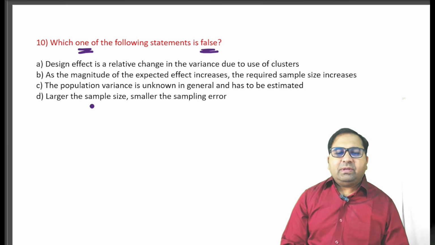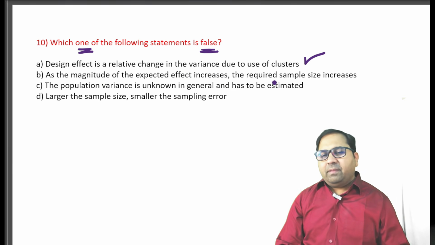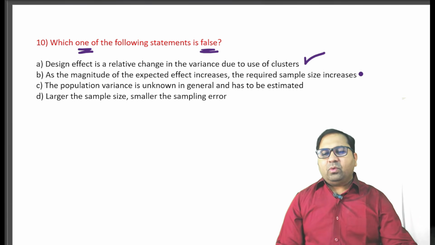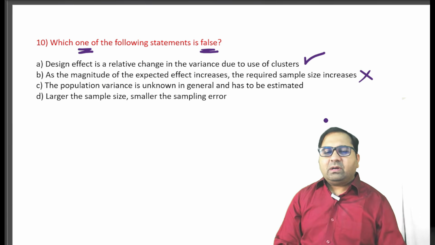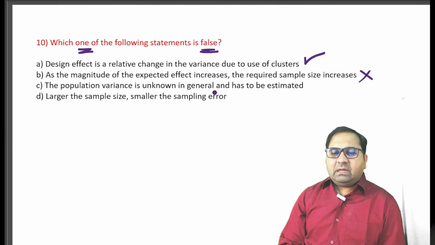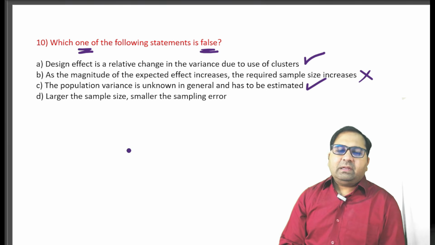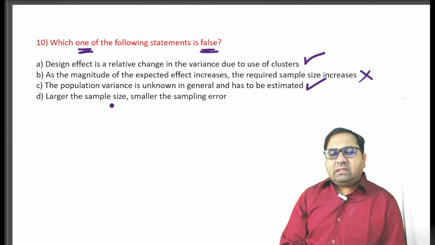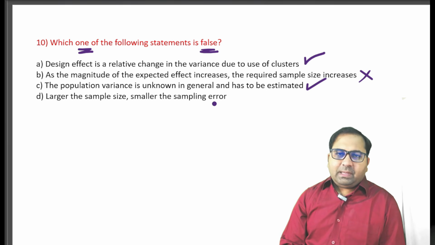So let us see each and every statement again. The design effect is a relative change in the variance due to the use of clusters. Yes, this is a true statement. Second statement, as the magnitude of expected effect increases, the required sample size increases. No, this is not a correct statement. Third one, the population variance is unknown in general and has to be estimated. Yes, even this is correct. Then lastly, larger the sample size, smaller will be the sampling error. Yes, even this is a correct statement. So we got the answer over here.